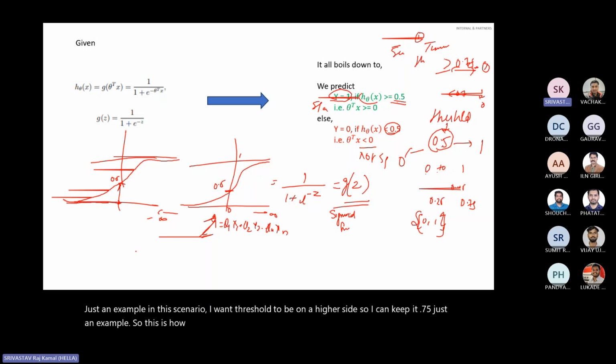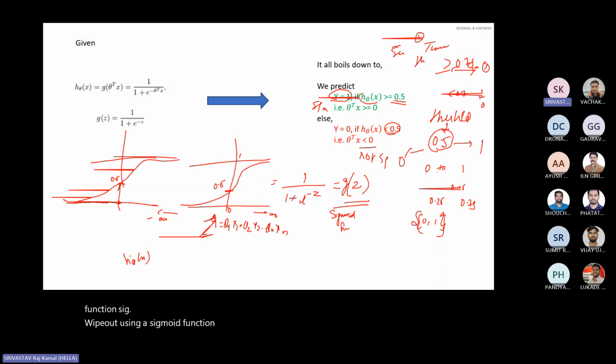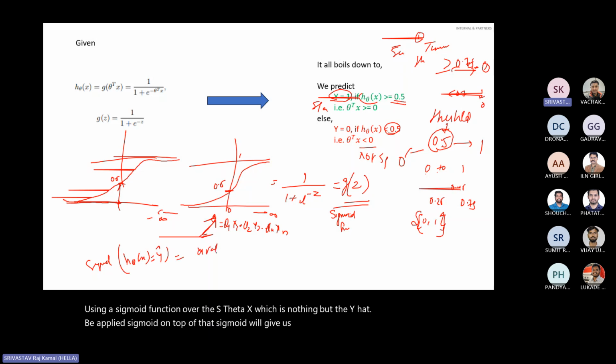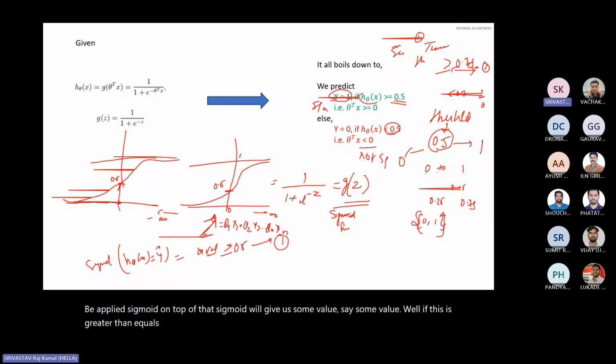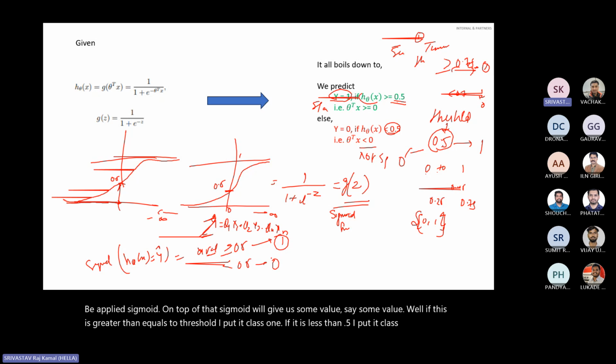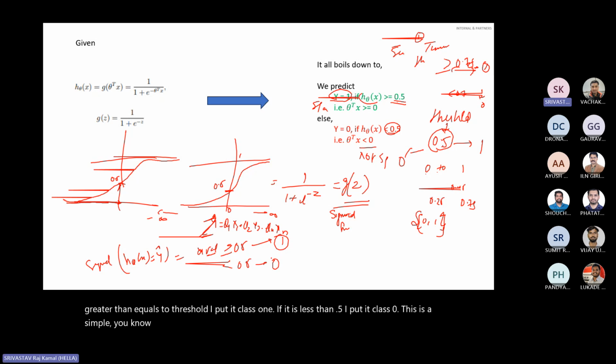So we calculate the sigmoid value, using the sigmoid function over h theta x, which is nothing but the y hat. We apply sigmoid on top of that. Sigmoid will give us some value. Well, if this is greater than or equal to the threshold, I put it in class 1. If it is less than 0.5, I put it in class 0. This is a simple conversion based on probability. You're converting them into class 0 and 1.